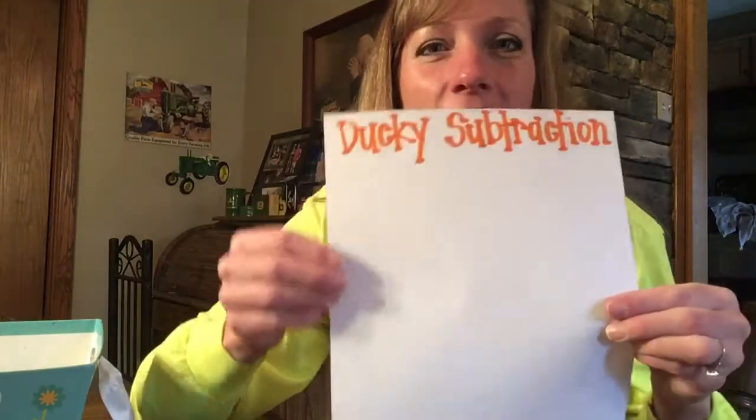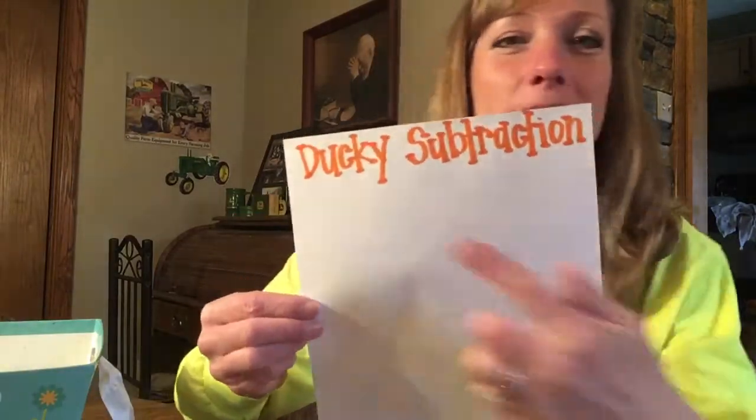I've got some duck subtraction problems made up, and what you're going to need is a piece of paper. You don't have to write this at the top, but I wrote ducky subtraction because we're going to do some subtraction, some taking away, just like in that video. And then you're going to need something to write with, a pencil. I'm going to use a marker so that you can see what I'm writing. You're also going to maybe want some blocks or something you can use to take away.